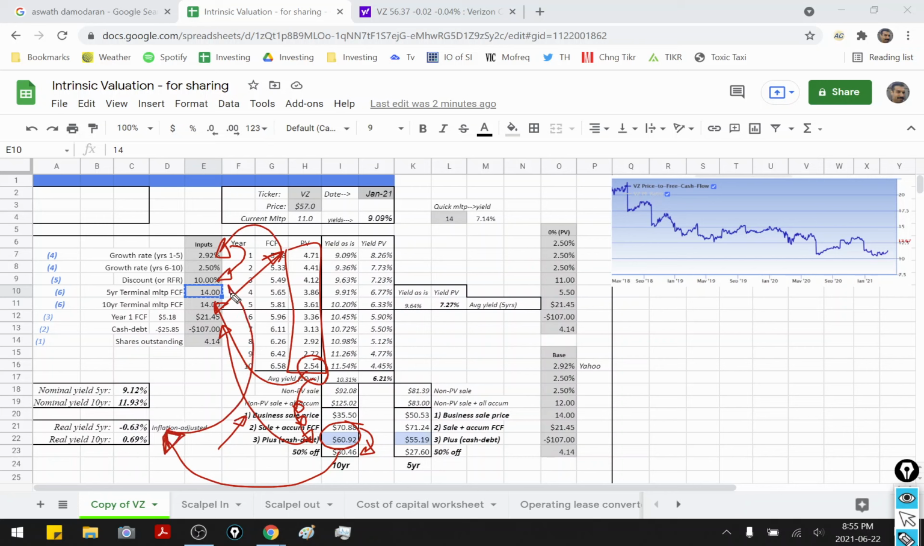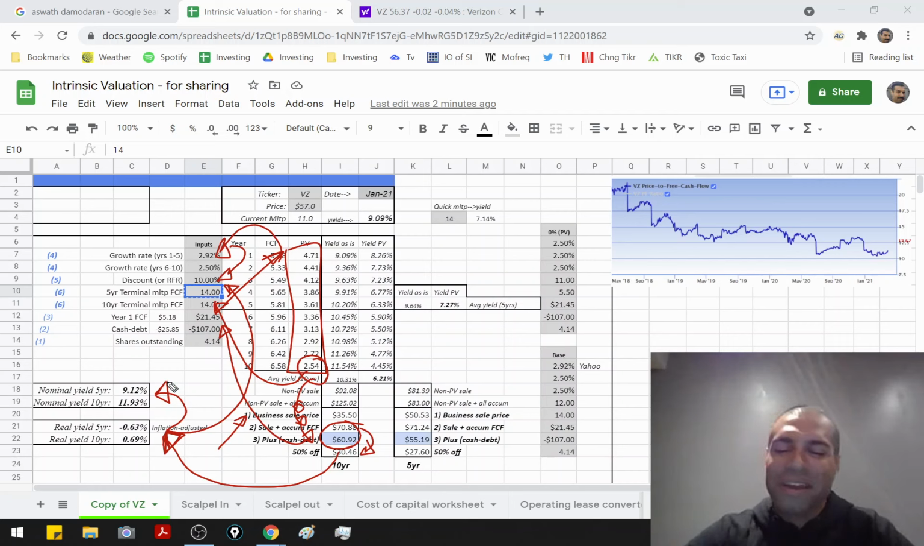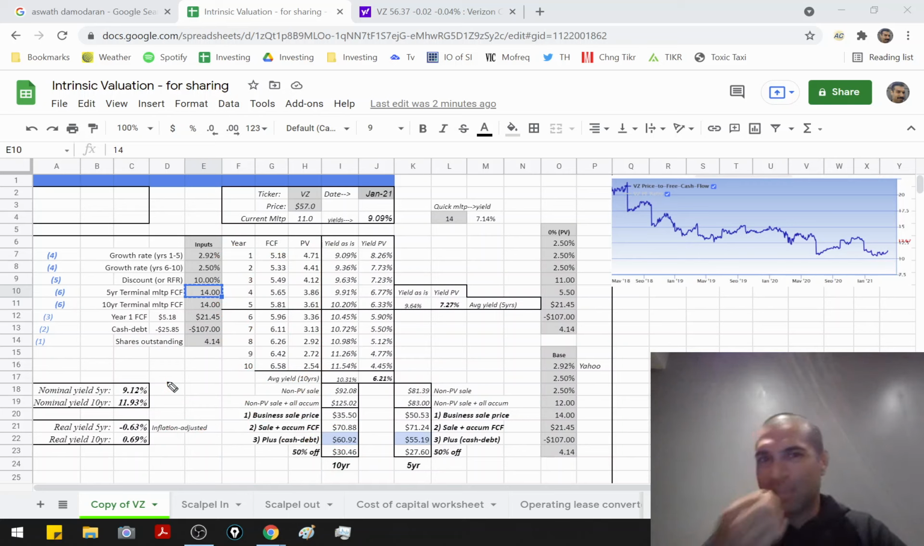The inflation adjusted yield comes from here. Or if you just want a nominal number without inflation adjustment, then it comes from there. Is that complicated? I hope that sort of makes sense.